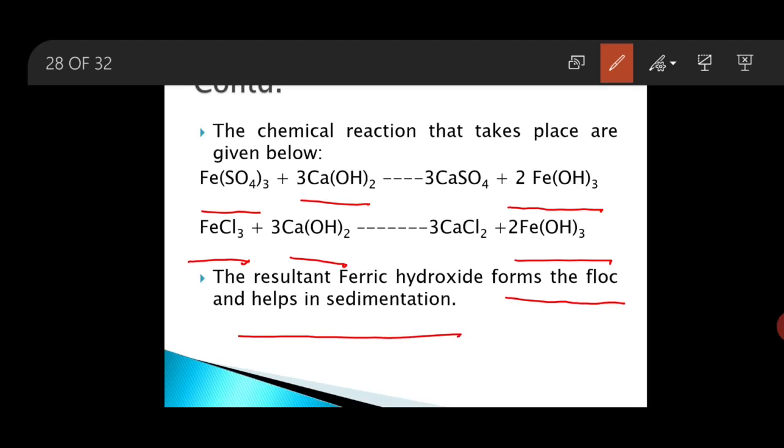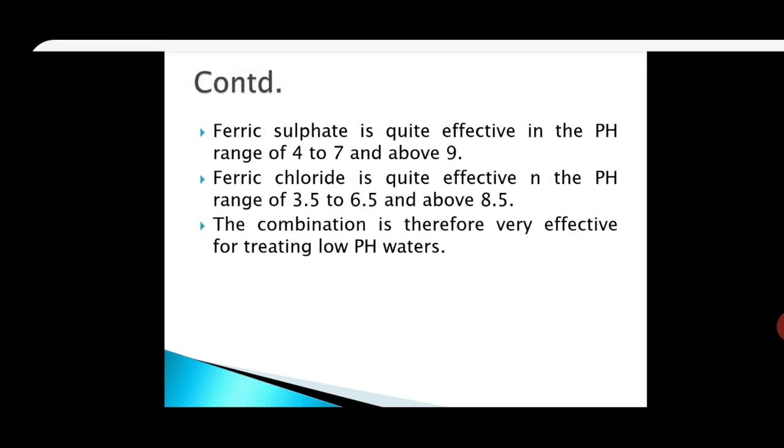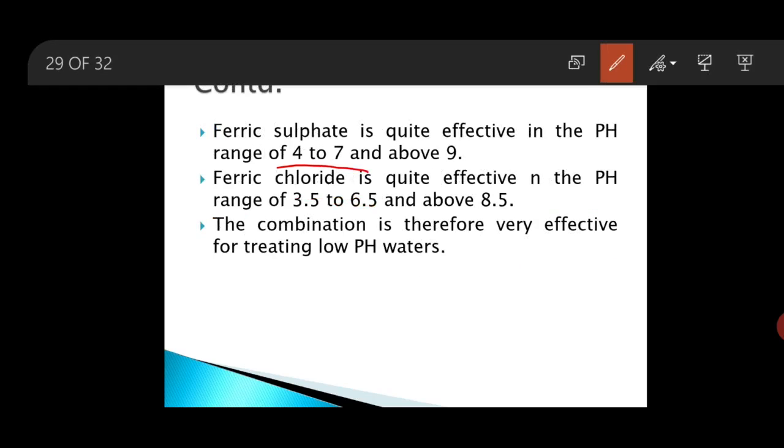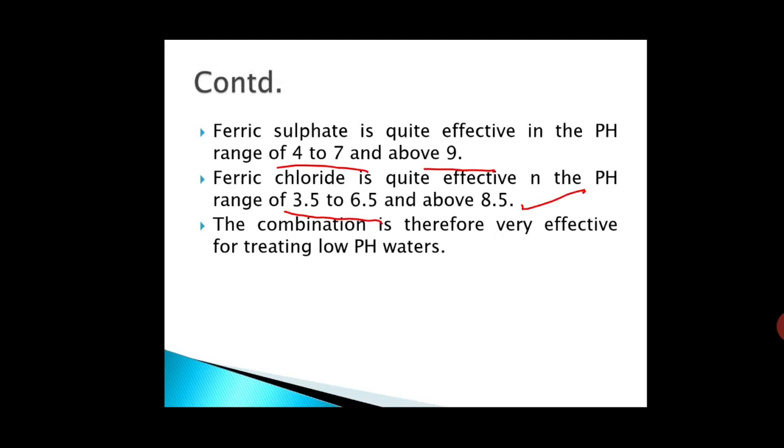This ferric sulfate is quite effective in the pH range of 4 to 7 and above 9, and ferric chloride is quite effective in the pH range of 3.5 to 6.5 and above 8.5. So this is all about chlorinated copperas.